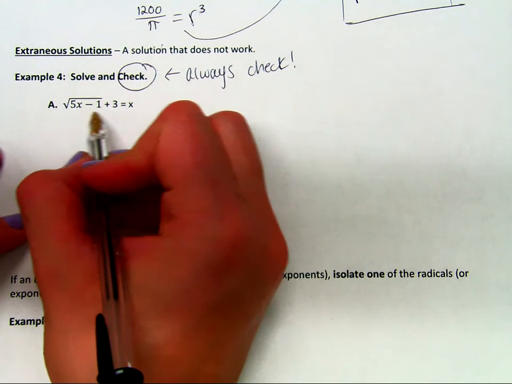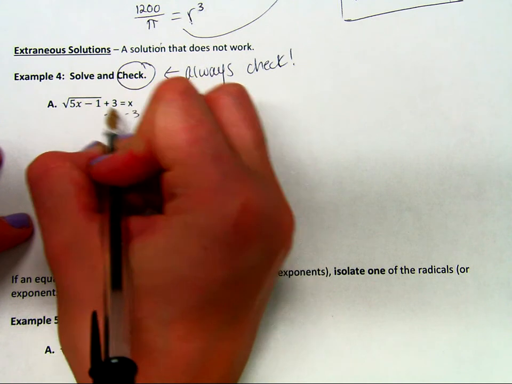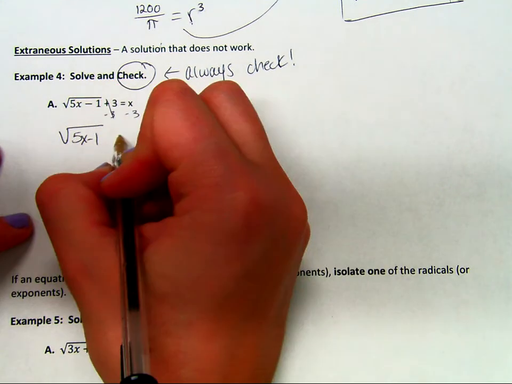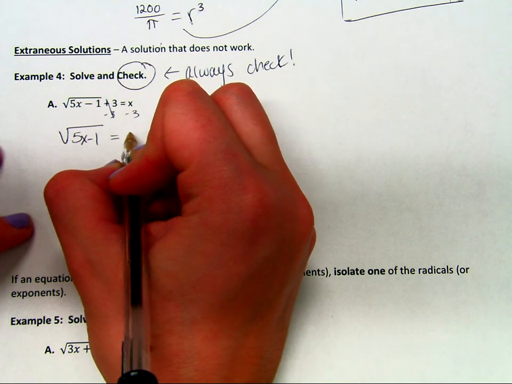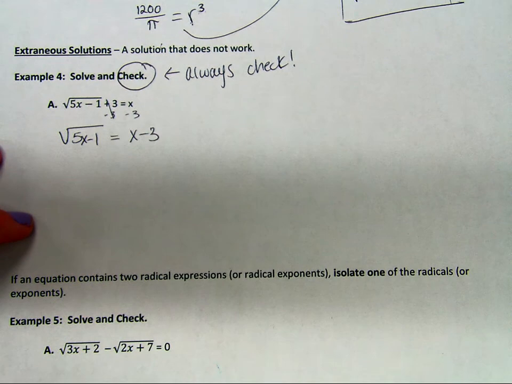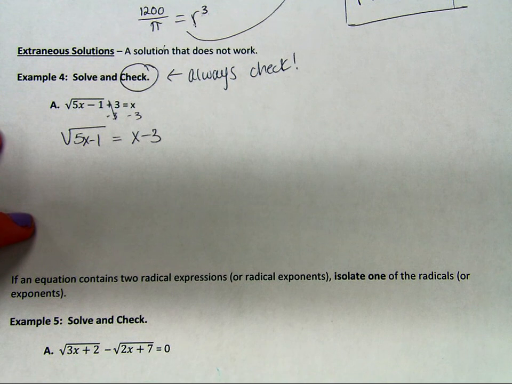So this looks like a normal radical equation. I'm going to subtract 3 from both sides to isolate my radical. So I get square root of 5x minus 1 equals x minus 3. And now we're going to square both sides.